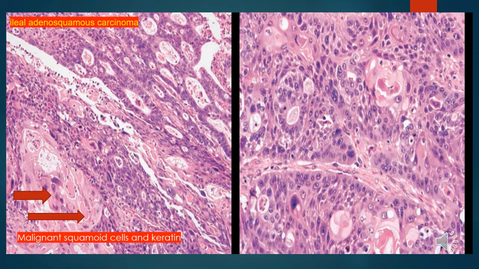Though they are very rare in the small bowel, you will see them in the large bowel as well, and in anal carcinoma, but they are very rare in the small bowel. They are an aggressive type of tumor, and according to WHO criteria, 10% of both of the components is required to make this diagnosis.